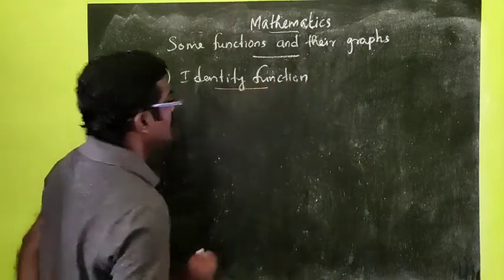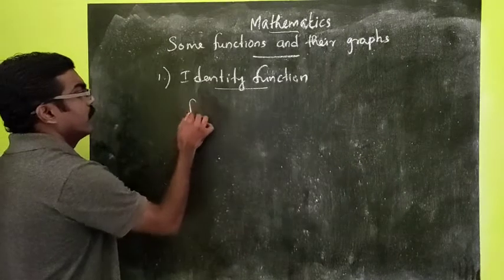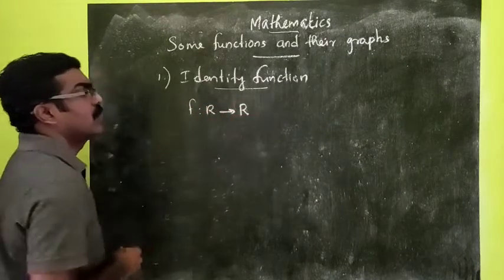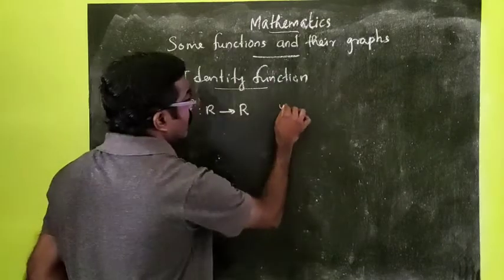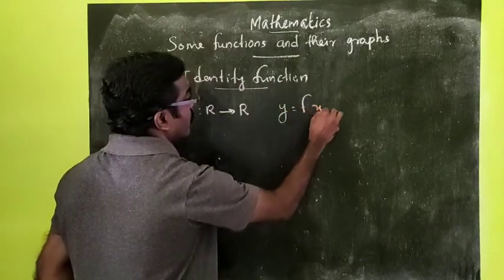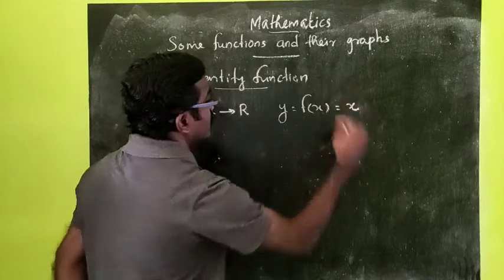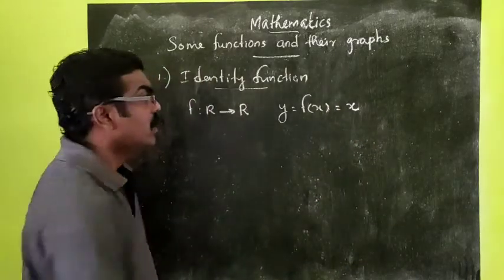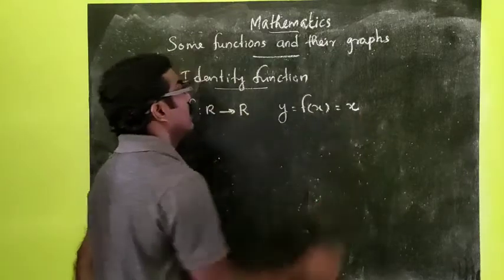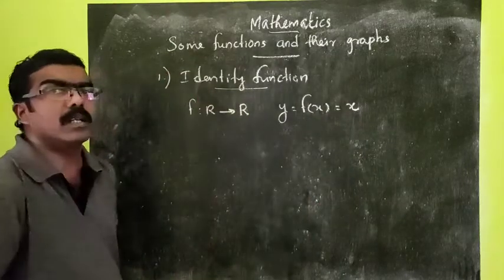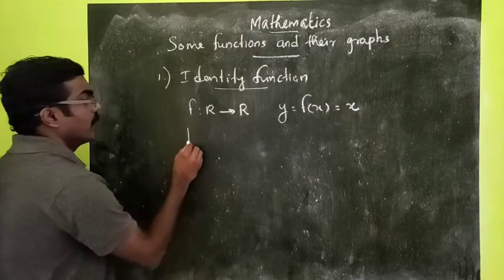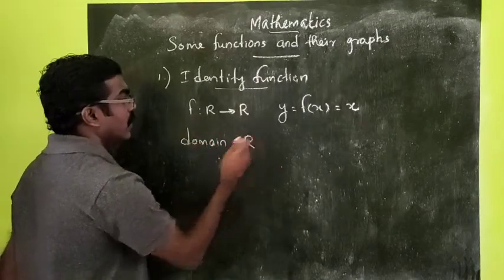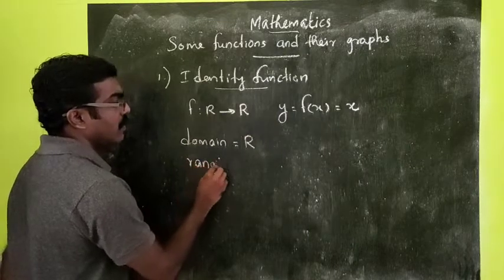So identity function is a real function f from R to R given by y is equal to f of x is equal to x. A function given by y is equal to f of x equal to x is known as what? Identity function. Where the domain is the set of all real numbers and range is also the set of all real numbers.